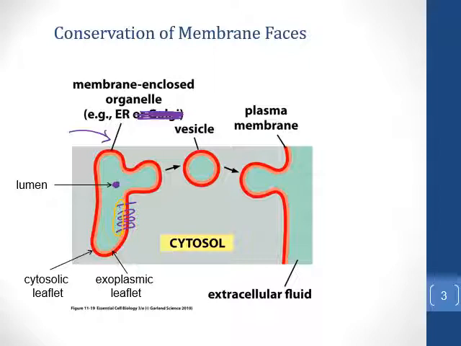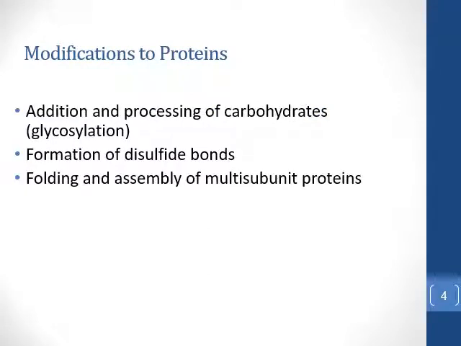What happens to these proteins while they're in the lumen of the ER? There are really three things that happen, and that's what we're going to talk about for the rest of this lecture. The first thing that happens is these proteins are going to get modified with carbohydrates. Carbohydrates are going to be added to these proteins, and they're going to be processed. Now, that whole process of adding carbohydrates to proteins, by the way, we're talking about sugars here.